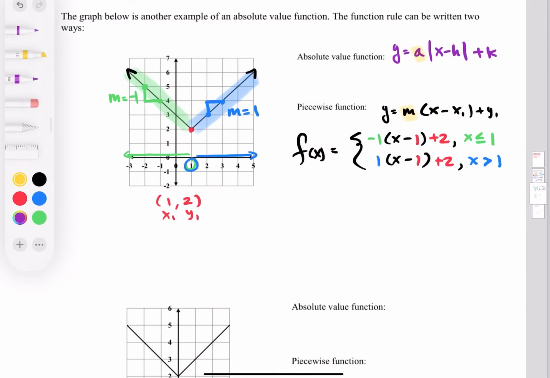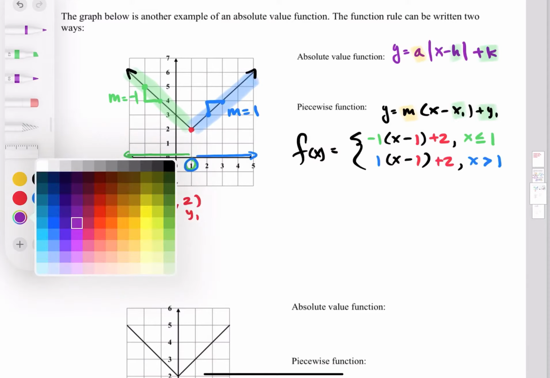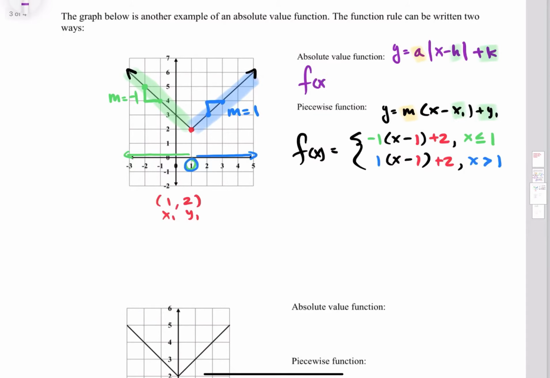The h and the k is like our x1 and our y1. Okay, so let's go ahead and plug in what we know, and then we have our absolute value. So let's write it out. So we have y, or f of x, we'll write it in terms of a function, is equal to our slope. Well, our slope, remember, we have two of them.